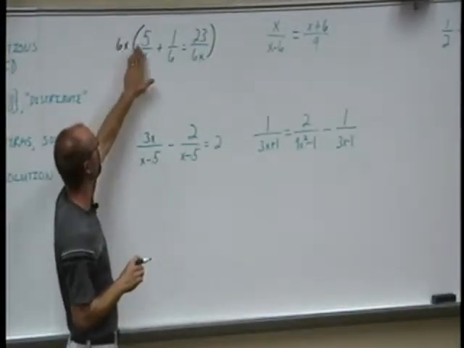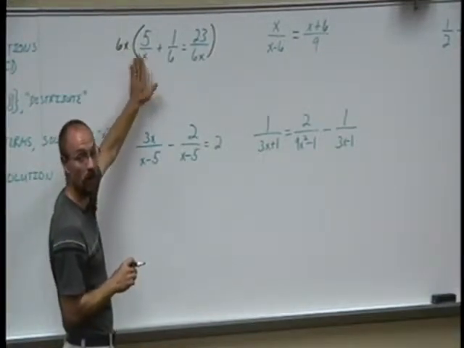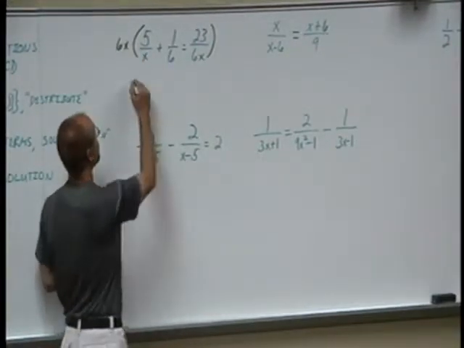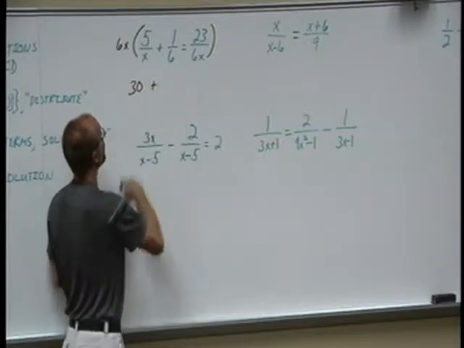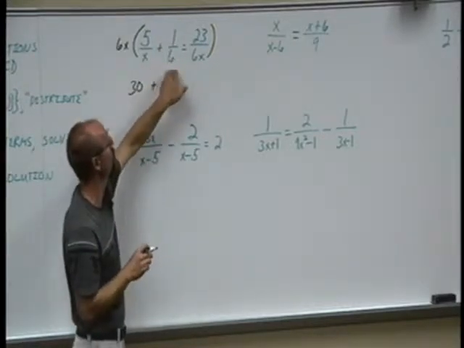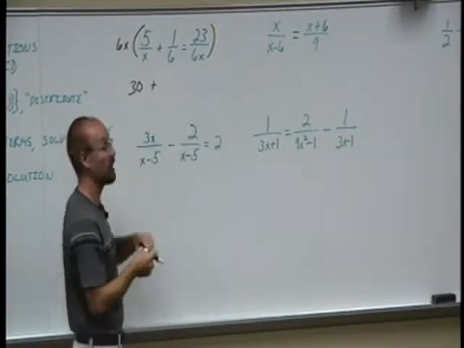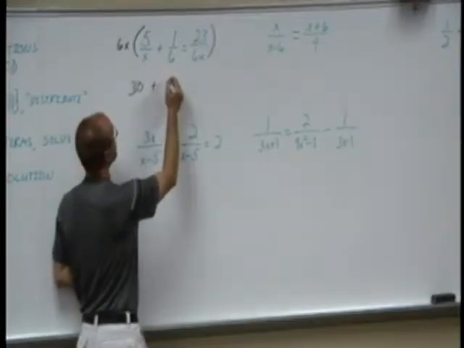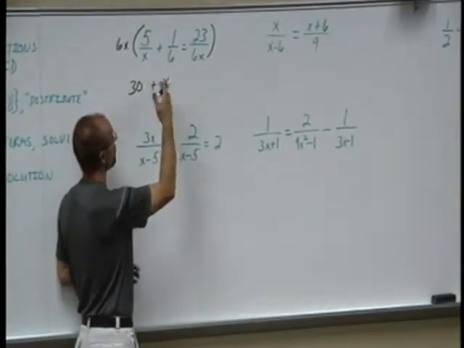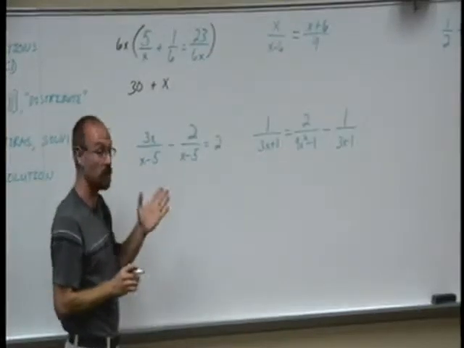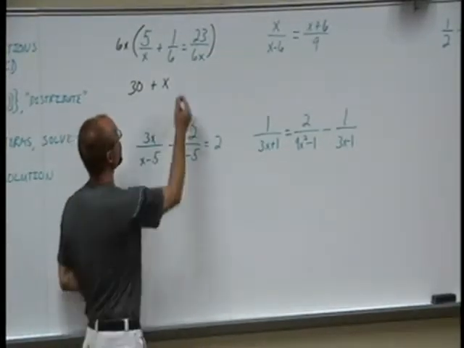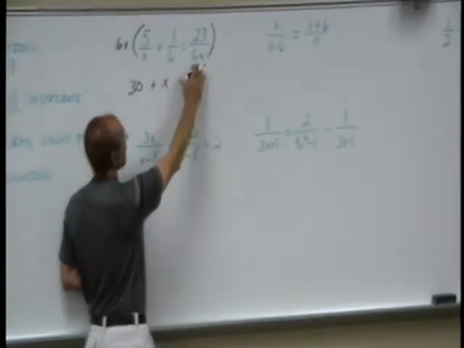Well, here if I multiply, the x is reduced to 1 and I have 6 times 5, which is 30. 6x times 1 over 6, well, just the 6's cancel and I have x times 1, because the 6 is reduced to 1, which just gives me x. And then I have 6x times this last term.